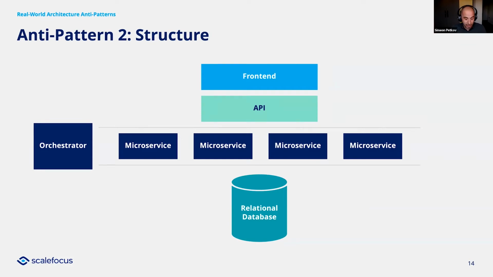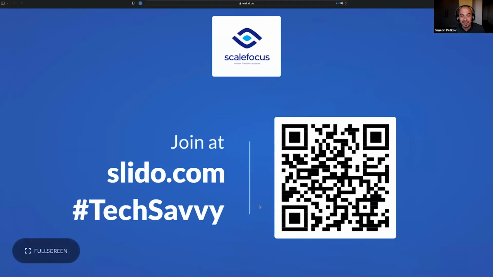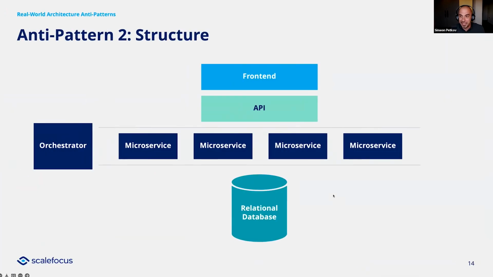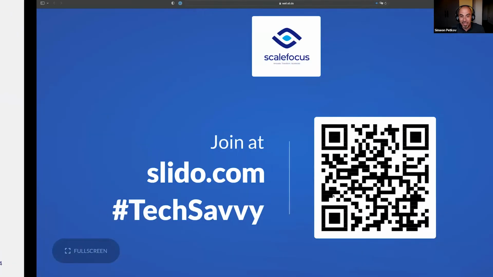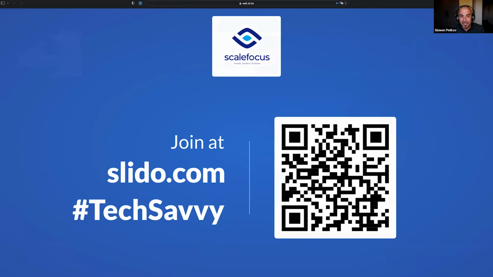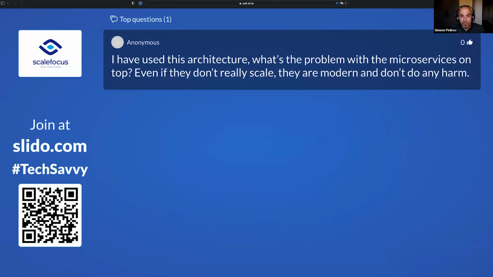So again, I'm going to refrain from giving my inputs to the whole thing. Let's check if we have some input on this one. What's wrong with this architecture? I'm going to give this one a minute because I really expect some inputs to be coming in here, because I used this architecture. What's the problem with the microservices on top? Even if they don't really scale, they are modern and don't do harm.